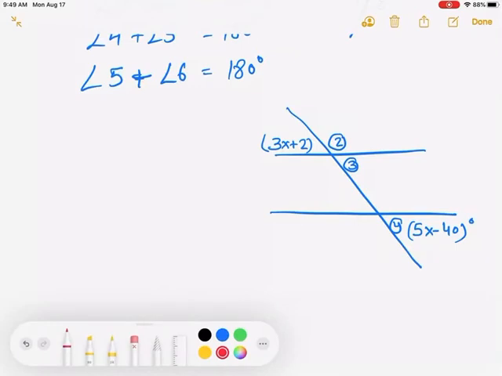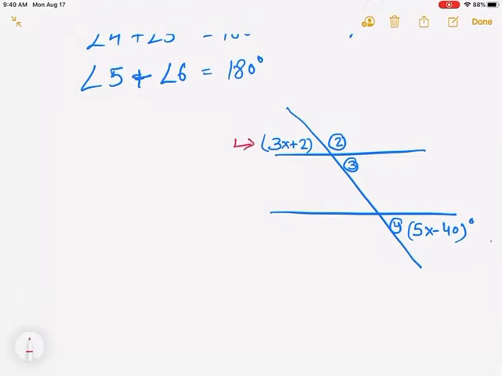So let me start off with finding some relationship between this angle and this angle. Both angles are outside the 2 parallel lines, and they're on alternate sides, so they're definitely alternate exterior angles. And what's the property? Those angles are always the same, so I would set this up like this: 3x plus 2 would be equal to 5x minus 40. Okay, now that's just an equation.